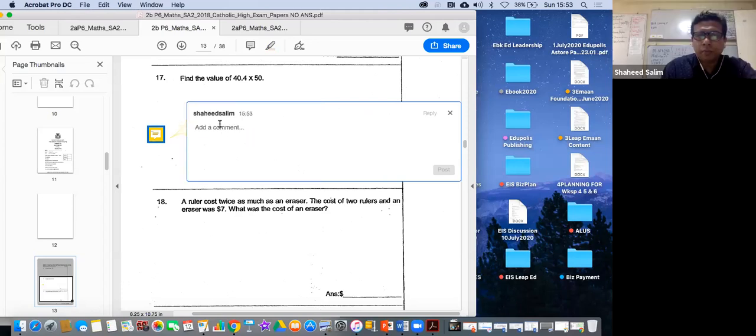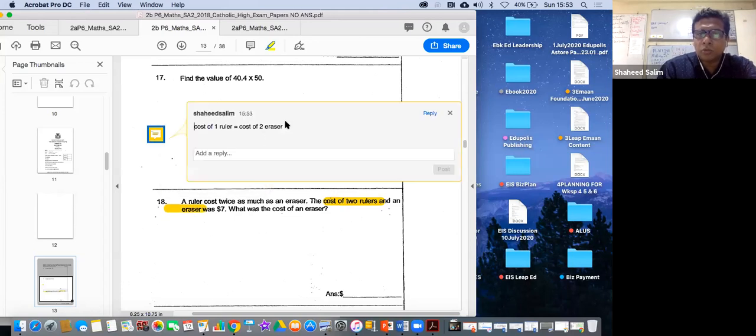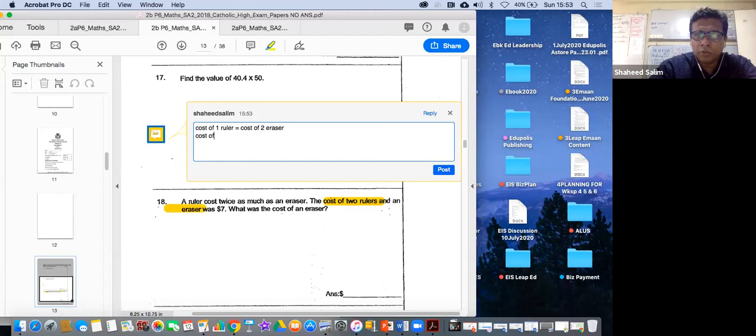Okay, now the cost of one ruler is equal to how many erasers? Cost of 2 erasers. So let us count by what is cheaper. Now, look down here, what do they say? Cost of 2 rulers and 1 eraser. The cost of 2 rulers is the same as how many erasers? 1 ruler is like 2 erasers. 2 rulers is how many?